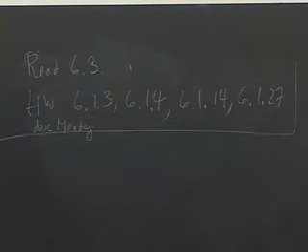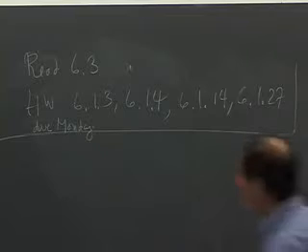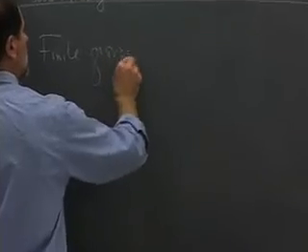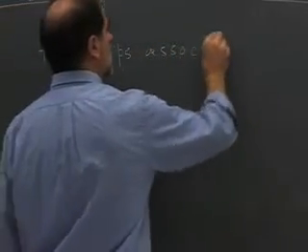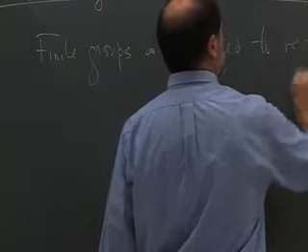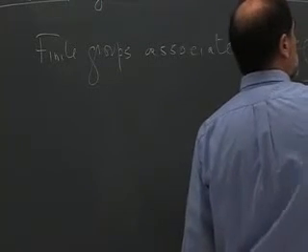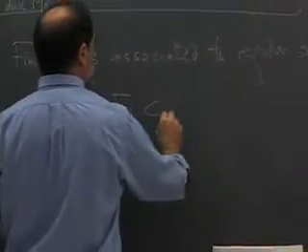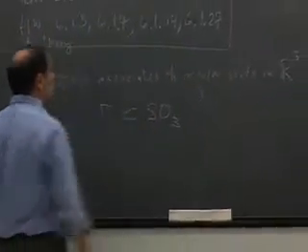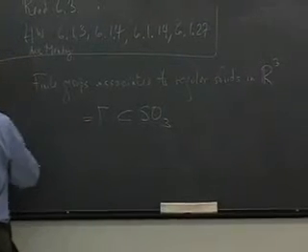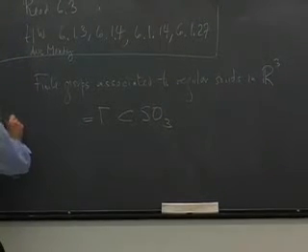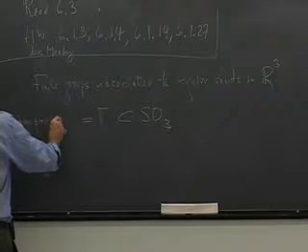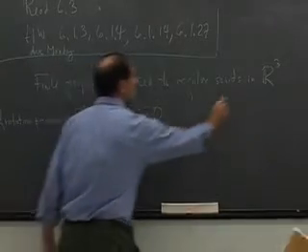Right. So let's go back to the regular solids. So we have the finite groups associated to the regular solids in R3. And the group gamma is going to be a subgroup of SO3, the rotations preserving the solid S, the regular solid S.